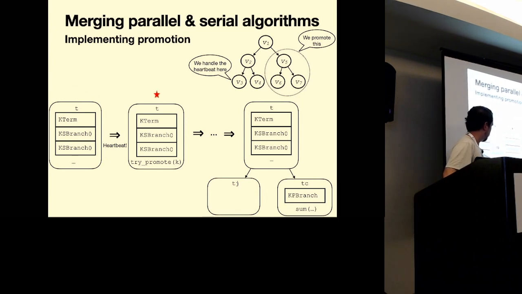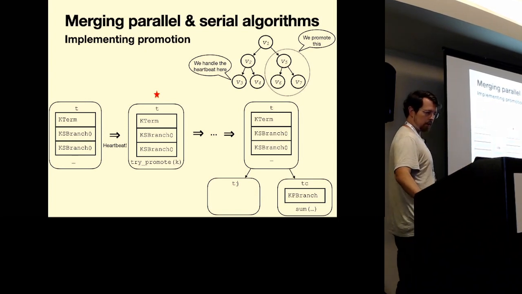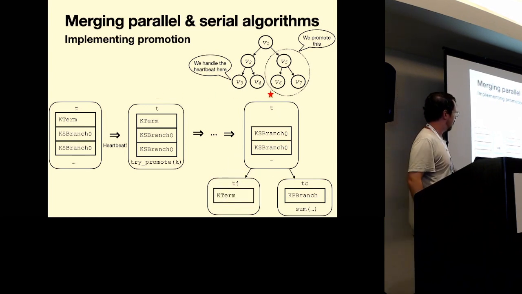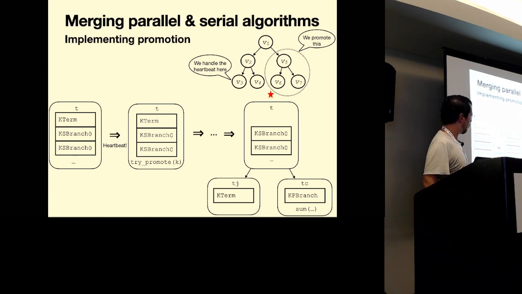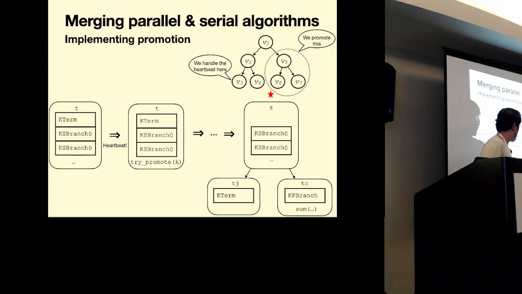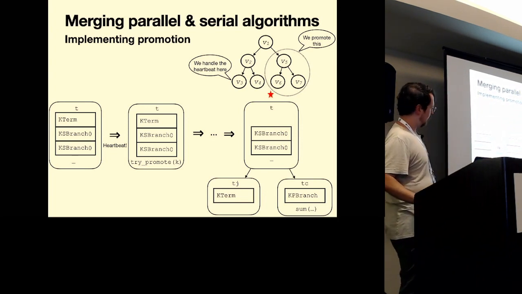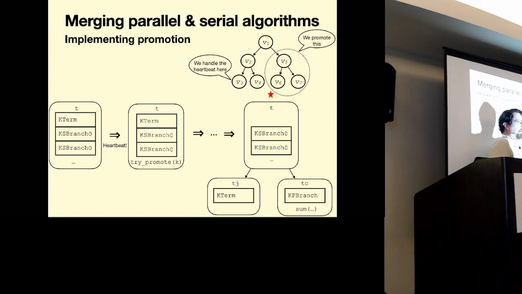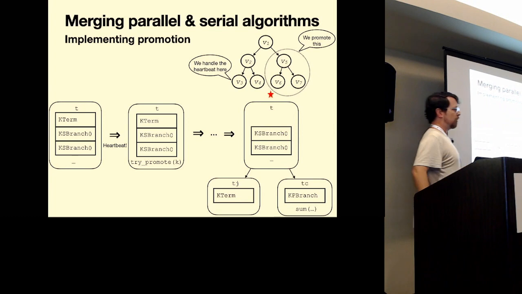Okay, so the heartbeat happens. It causes this function try promote to be called. That's called by one of the loops. And effectively, what this promotion is going to do, first, it's a multi-step process. First, it's going to pop this overall continuation frame off the parent stack and put it into a join continuation that we're creating right now. And it's going to initialize a child task, which is going to handle this v5 tree.